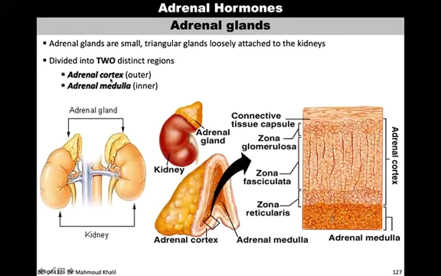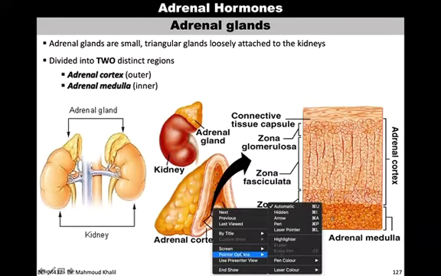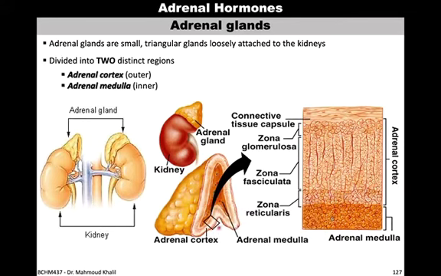The outer part is the adrenal cortex, and the inner part is the medulla. You can see the thickness of the cortex. Let's have a pointer. So the outer cortex, this thickness, and then the inner medulla, so two regions. Basically, each region is concerned with certain kinds of hormones.